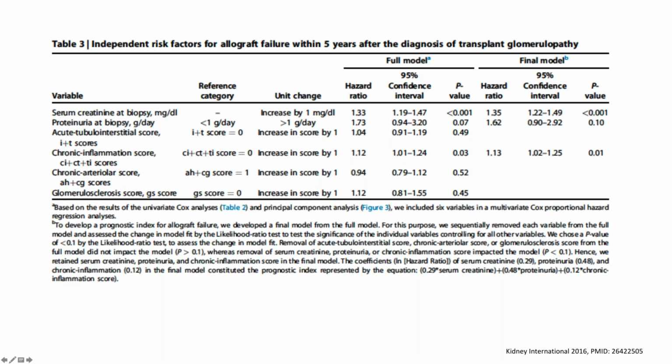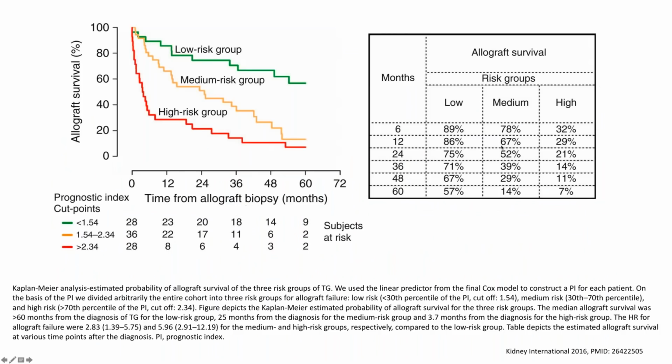So these were the three independent risk factors for graft failure. Then what we did was, in a statistical model, we combined these three variables. We took these three scores and created a prognostic index. Based on the prognostic index, we divided the patients into three groups: somebody with a low prognostic index score, somebody with an intermediate prognostic index score, and somebody with a high prognostic index score. And then we did survival curves.